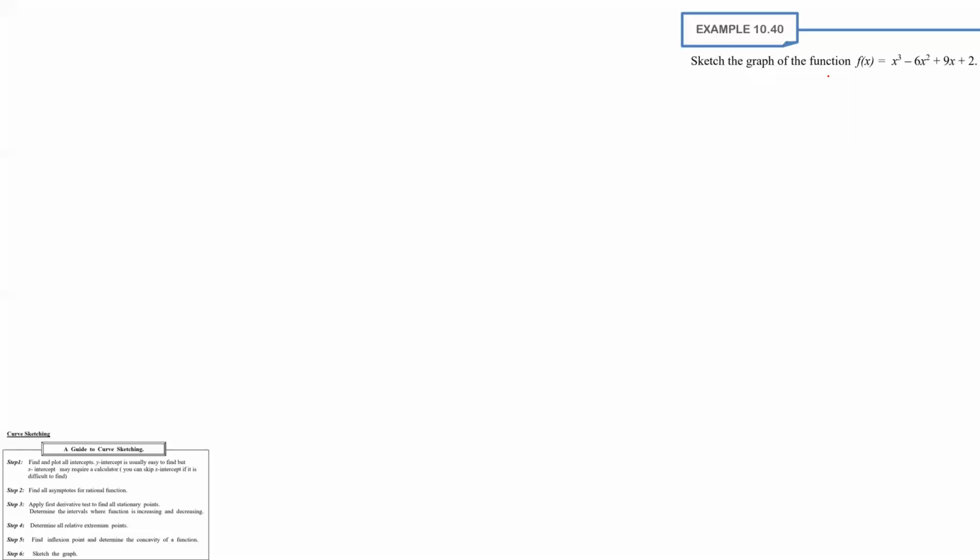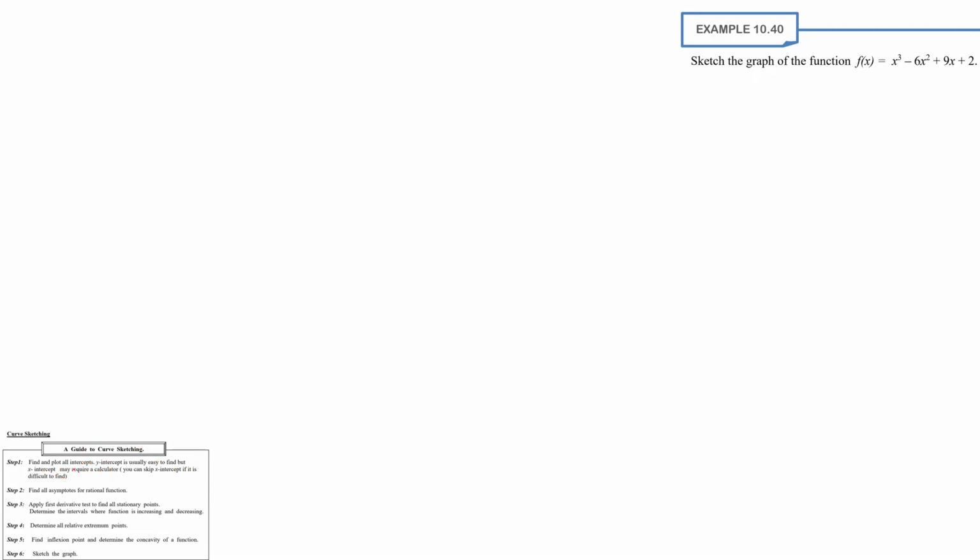Okay, Bismillahirrahmanirrahim. We proceed to example 10. Sketch the graph of the function f(x) equal to x cubed minus 6x squared plus 9x plus 2. So for this one, the first step is a guide to curve sketching. Find and plot all intercepts. The y-intercept is usually easy to find, but the x-intercepts may require a calculator. So what should you do?